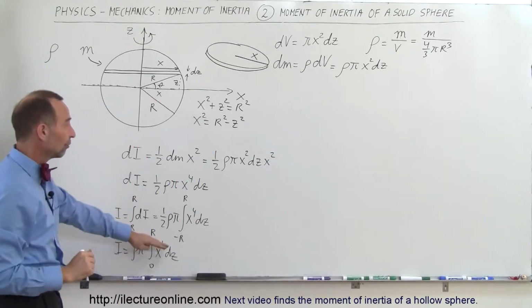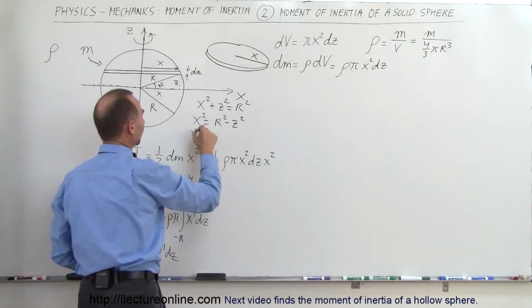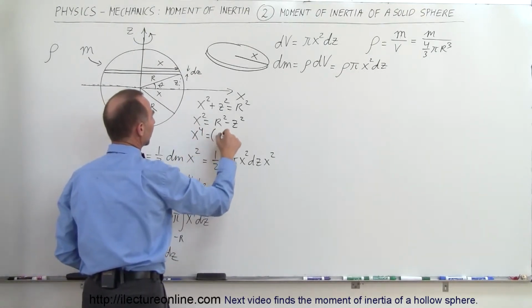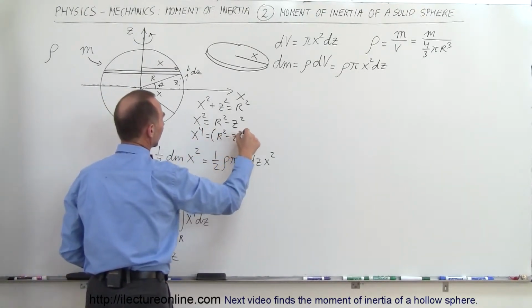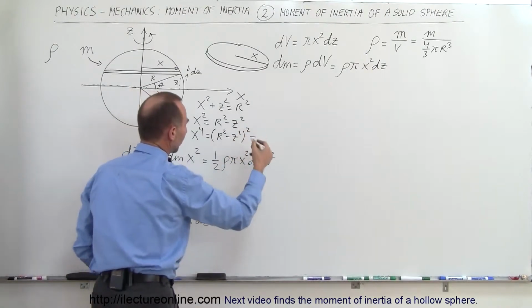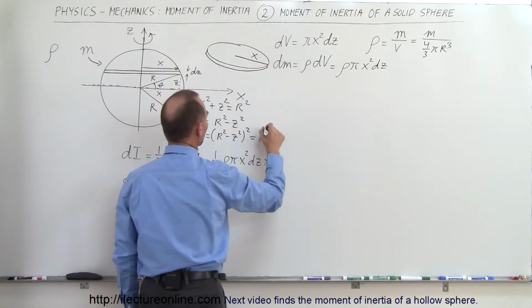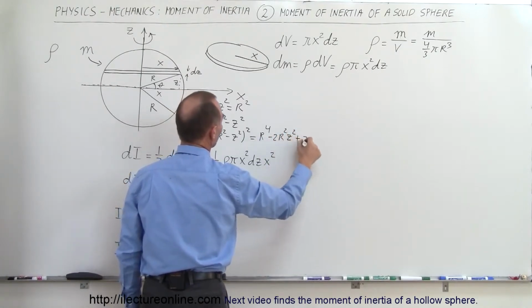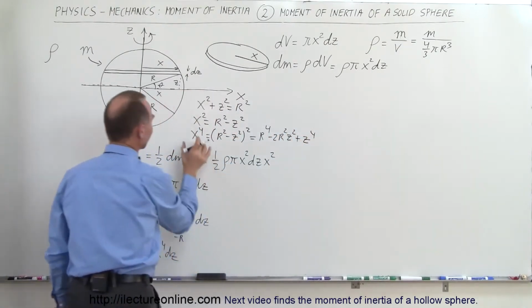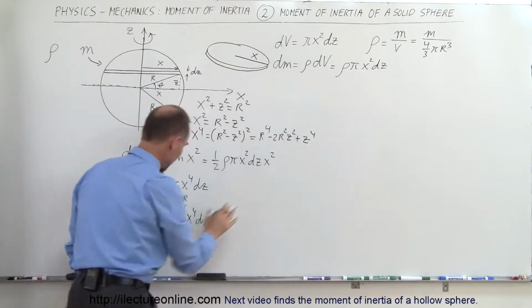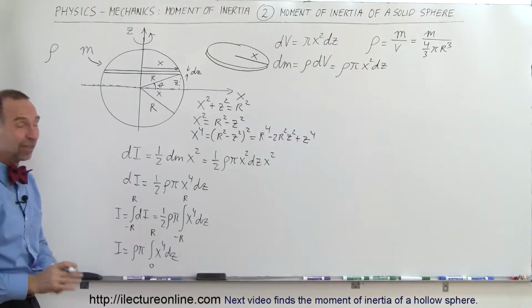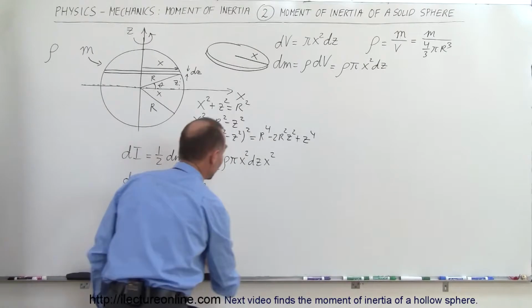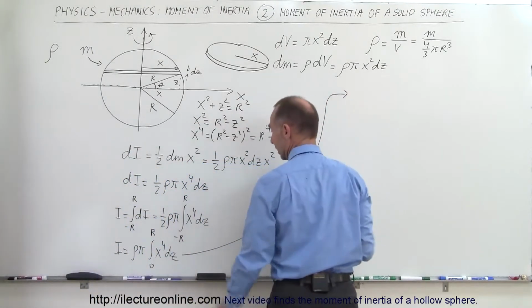And of course, since x to the 4th, I can say that x to the 4th is equal to the quantity r squared minus z squared, and if I multiply that out, I get r to the 4th minus 2r squared z squared plus z to the fourth. So I can replace x to the fourth by this quantity, and then I have my variables matched. So that's probably a good thing to do. So let's go over here and continue that integral here.